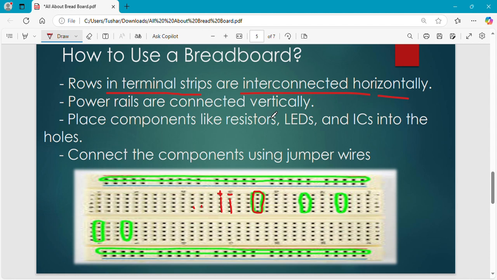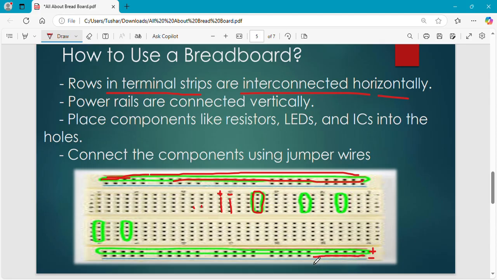Power rails are connected vertically. Here, these are the power rails. This whole line is called power rails. So if I talk about this positive and negative side, if you connect the positive side of the LED here and negative side here, you need to connect your battery positive only in this line. Here you can see the green line, and battery negative to this line only.